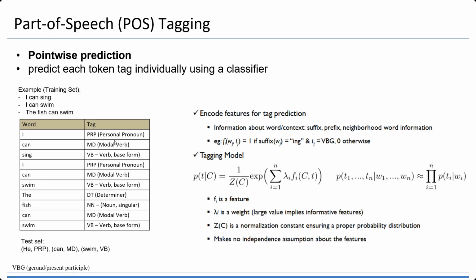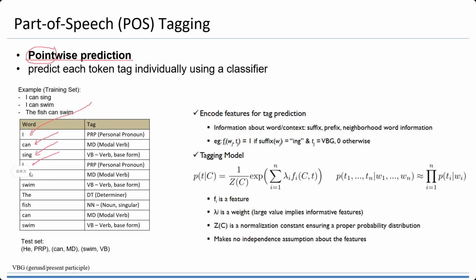So some people already made categories. For POS, we can use point-wise prediction. What is meant by the point? We are pointing at each word.